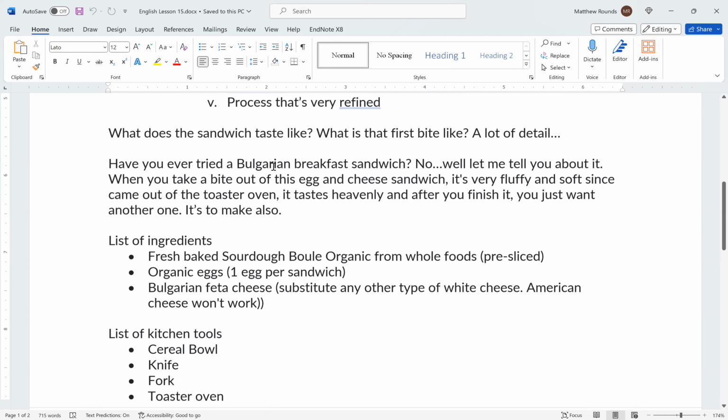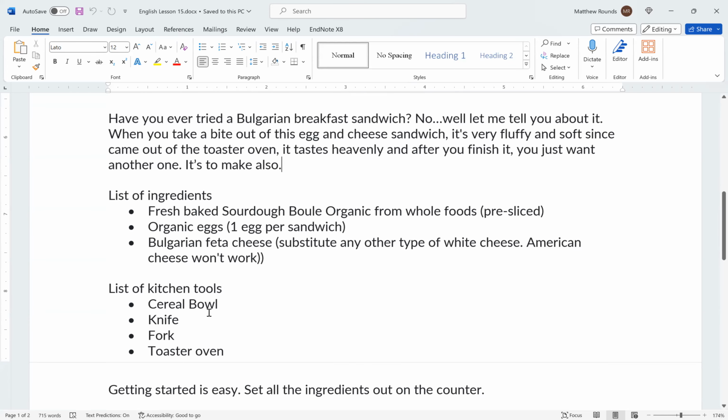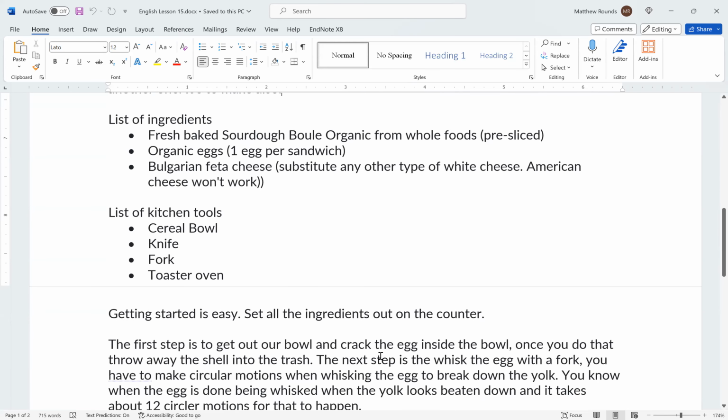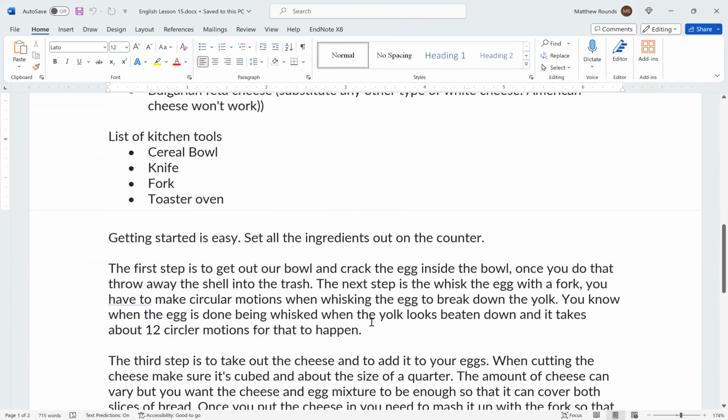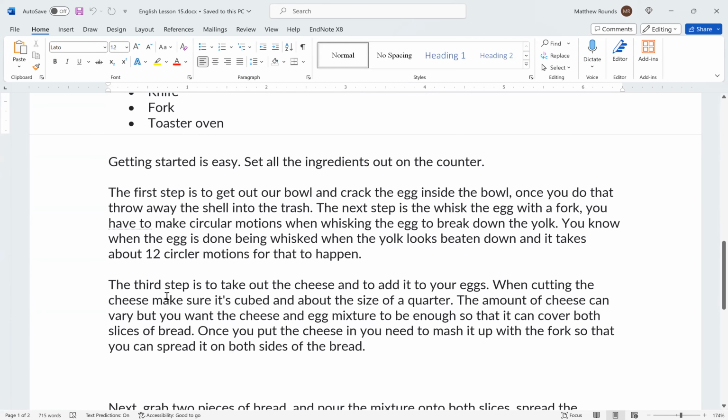So we start out with kind of an introduction, and then we talked about a list of ingredients, some kitchen tools, and then started working through the steps. So the third step here, let me just start reading here. The third step is to take out the cheese and add it to your eggs. Now it's one egg, is that correct? Yeah, it's usually one egg is enough to make two of the sandwiches.